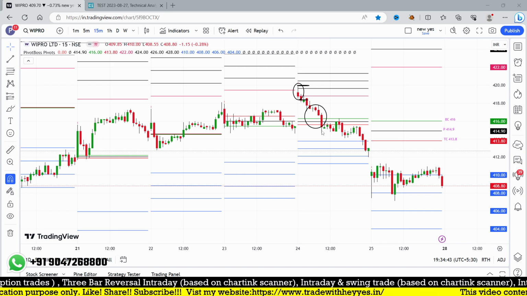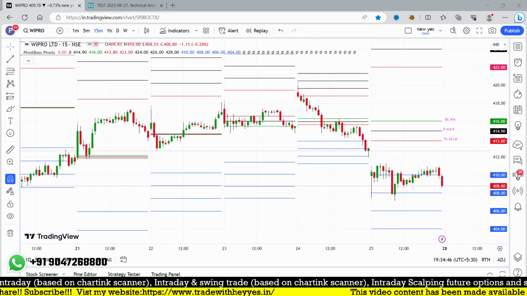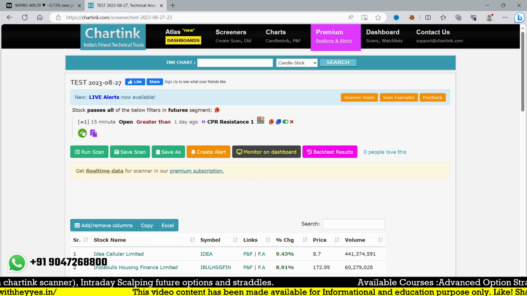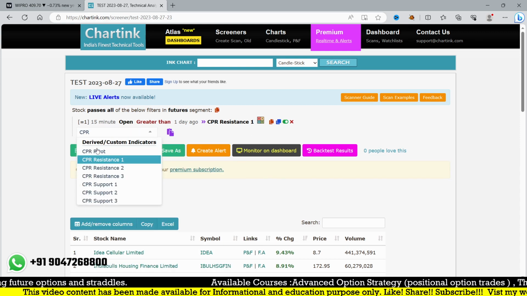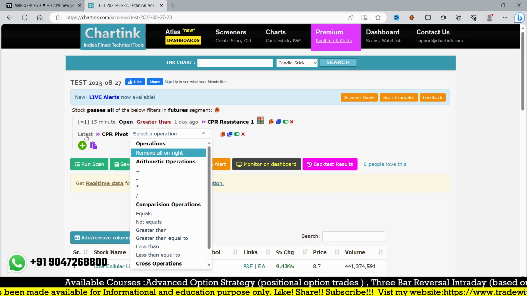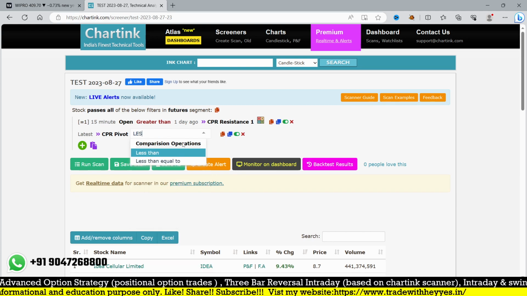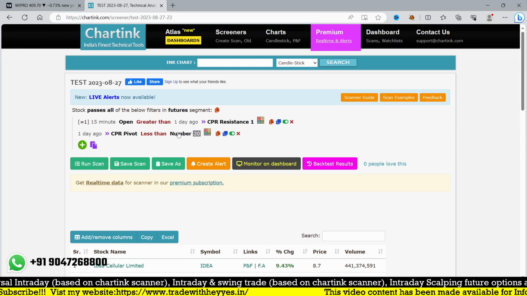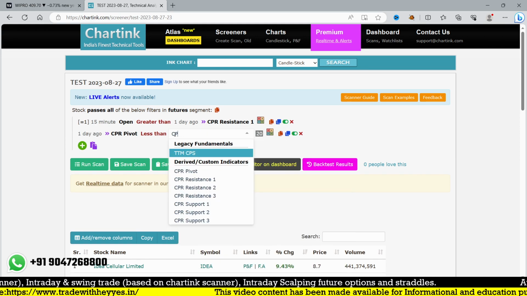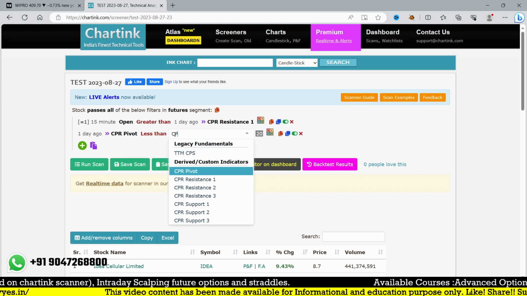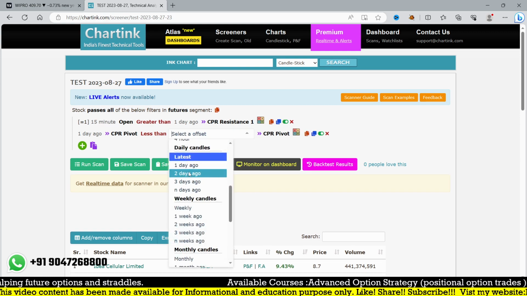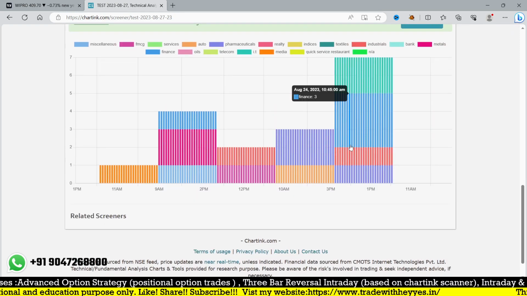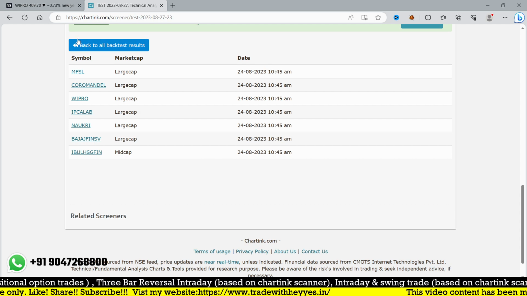Also we can use some conditions: if the stock opens above the level and at the same time the latest CPR pivot must be less than the 1 day ago. The 1 day ago CPR pivot must be less than 2 days ago. So we are expecting a downward CPR when it starts with this day. So even we filtered MFSL, Coromandel, Wipro.